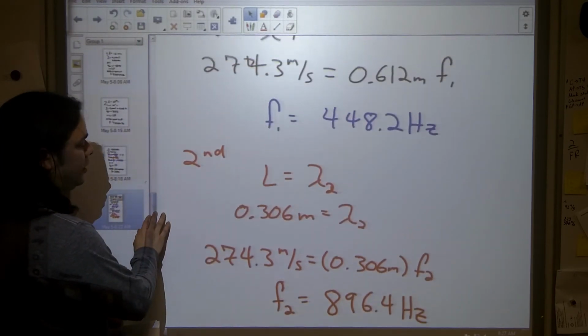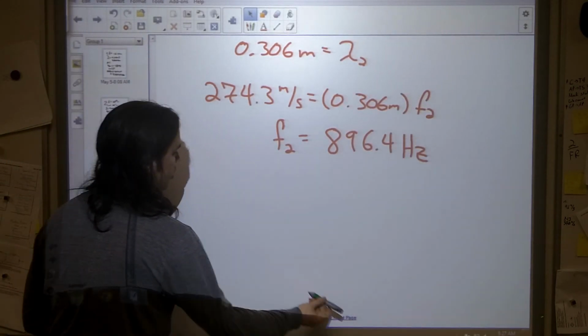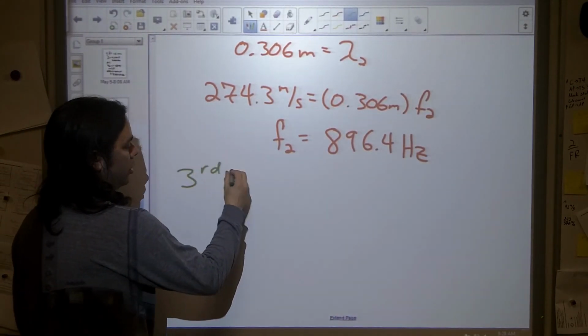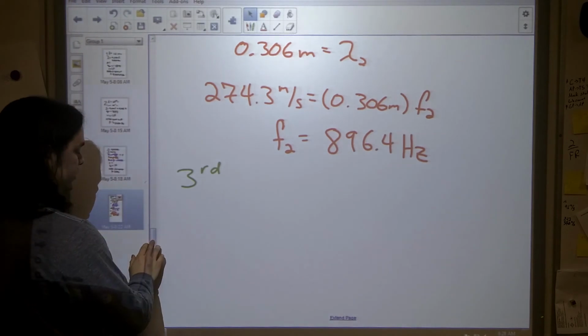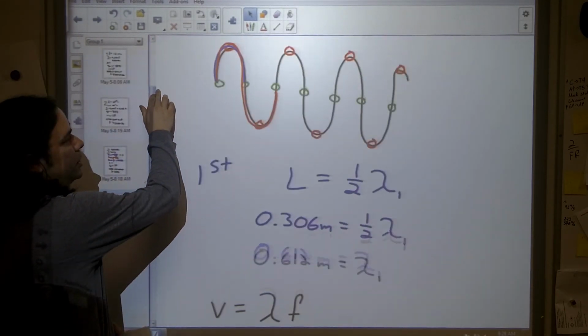Now there's one more question on here, but I'm not going to do it. I'm going to leave it for you. They ask, to no one's great surprise, what is the third harmonic? What's the third frequency that this one is going to make? We'll come back up here.